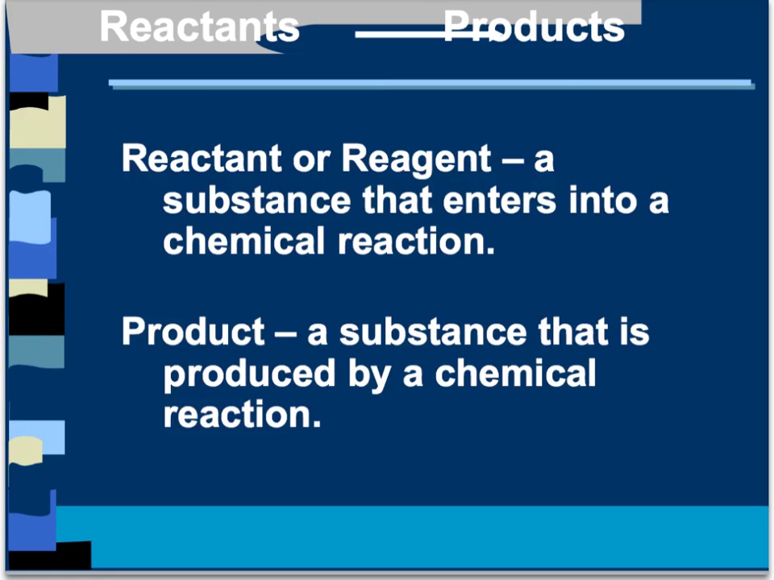So really basically, when we're talking about a chemical equation, we write it with two main parts. We start off with our reactants, and then we also have our products. Our reactant or reagent is the substance that enters into the chemical reaction, and then our product is a substance that is produced by a chemical reaction.